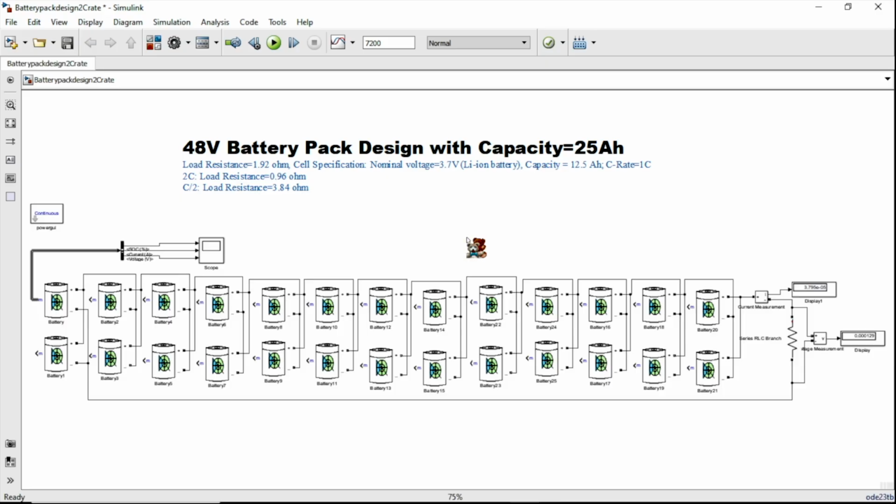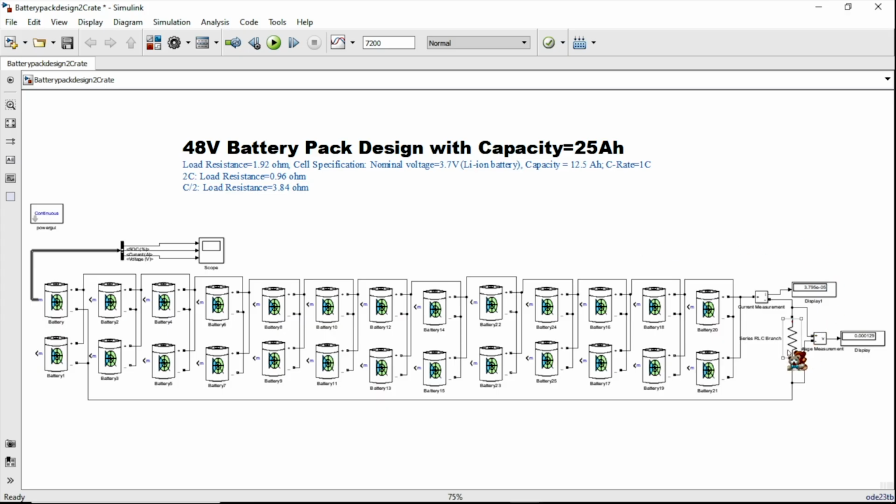So this is for the 2C discharging. So now I am taking the C by 2 C rate. C by 2 C rate means it takes 2 hours to completely discharge the battery. So during the C by 2 rate, we calculated the load resistance as 3.84 ohm.